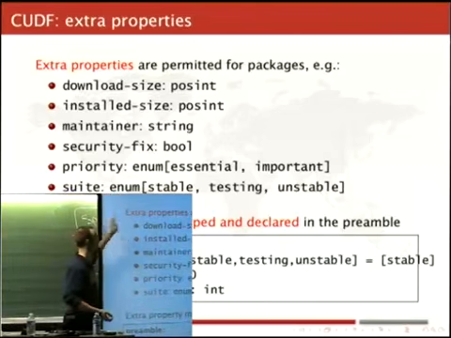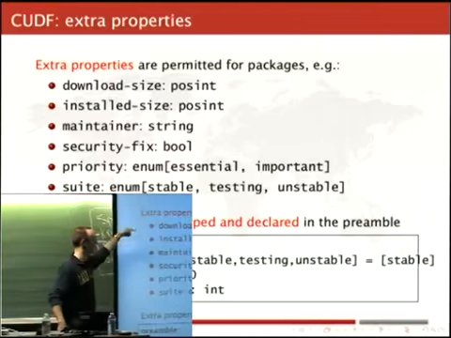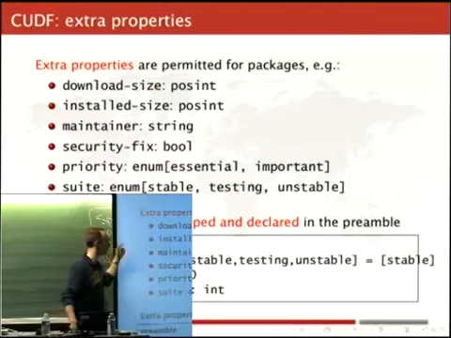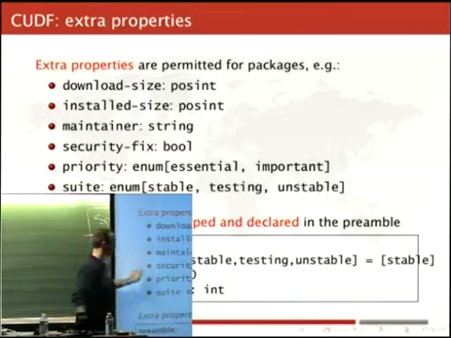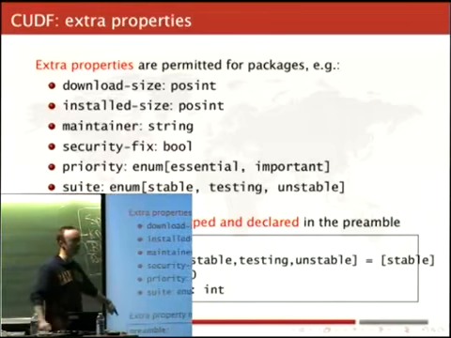For instance, this is just some example. You might want to specify the download size of a package, the installed size, who is the maintainer, whether it has some security fix. Just examples, you can add whatever properties you want, as long as you declare them in the preamble.